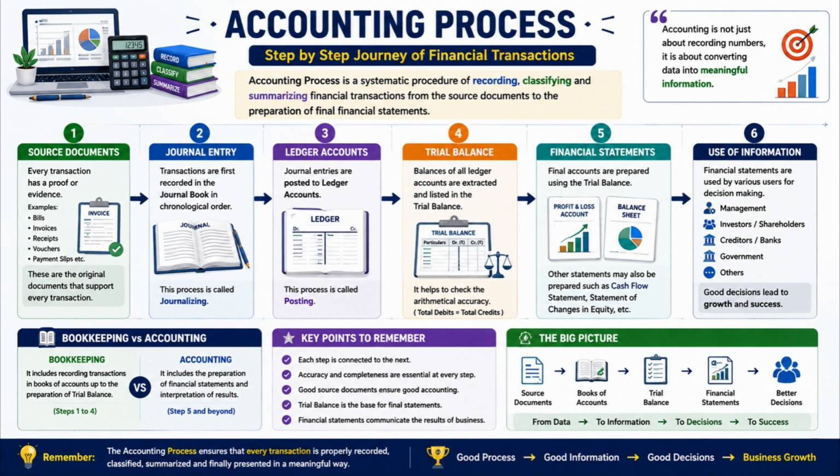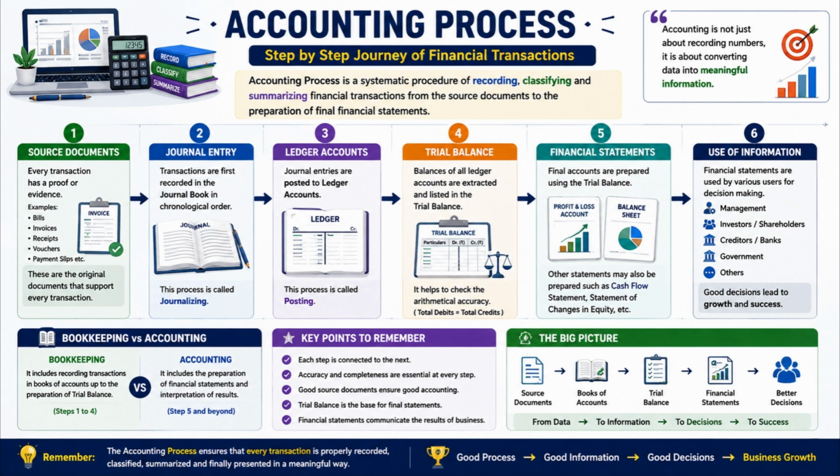Step 2. Journal entry. Using source documents, transactions are first recorded in the journal. This process is known as journalizing. Step 3. Ledger accounts. After journal entries are prepared, they are transferred to ledger accounts. This process is called posting.